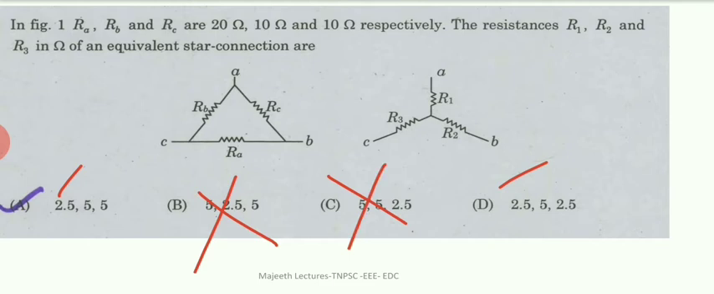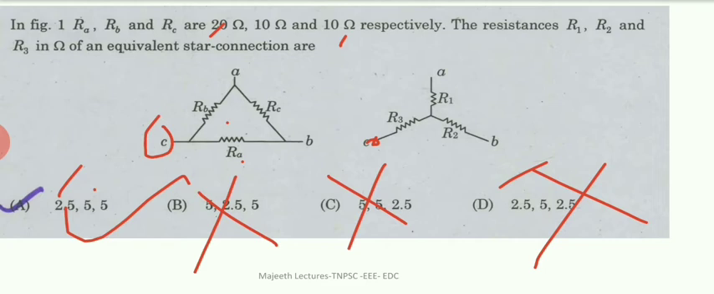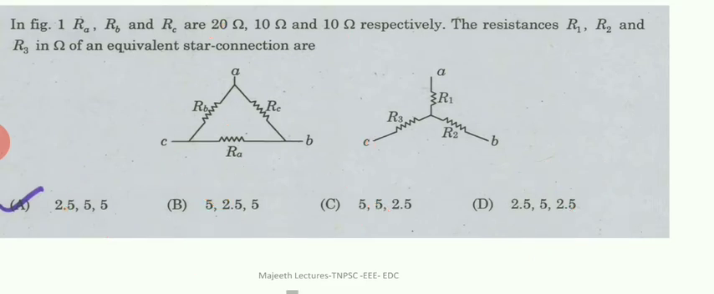Next, R2. In node B, what are those coming? RA and RC. RA is 20, RC is 10. So 20 into 10, 200 divided by 40, so again 5. And the third one, RB and RA. RA is 20, RB is 10. 20 into 10, 200 by 40, again 5. So this is wrong. This one is the right answer. So option A is the right answer.